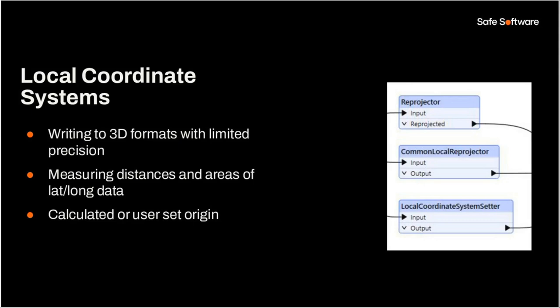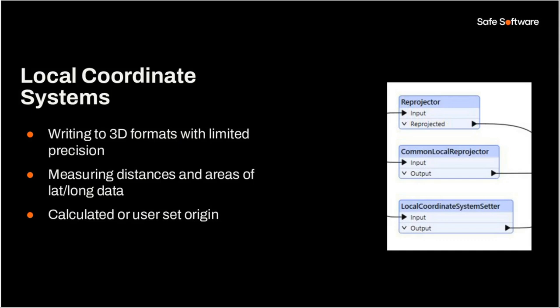Calculated coordinate systems, or you can have the origin set by the user. We have special coordinate systems that will create a custom coordinate system centered on the feature or nearest lat-long grid. And the grid is best for many features. It cuts down on memory usage.